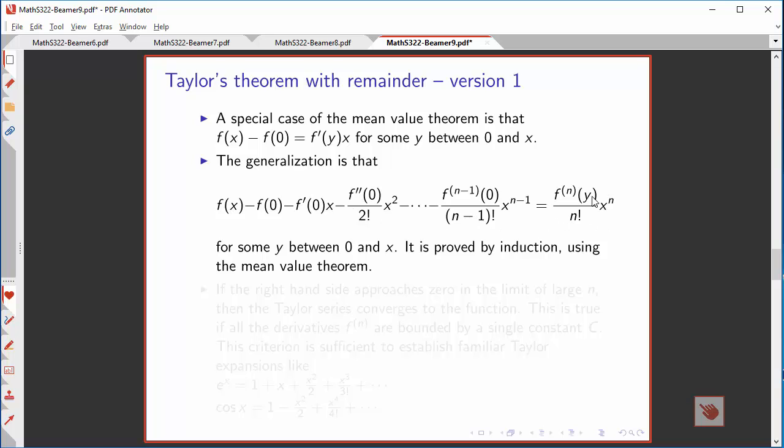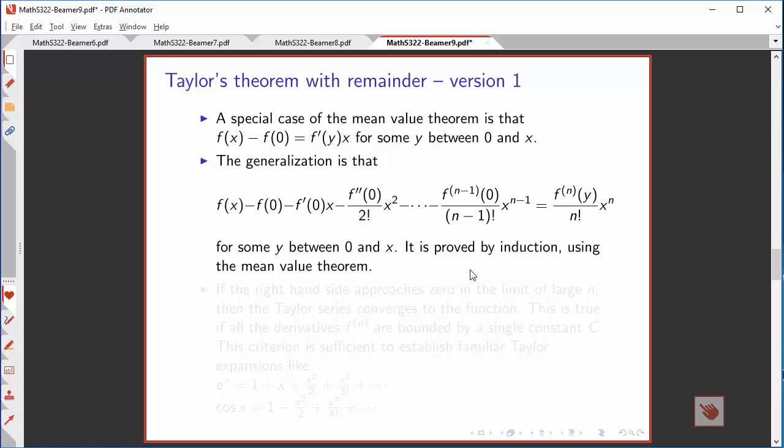provided I evaluate the nth derivative not at 0, but at some point y in between 0 and x. In other words, there is some y for which this is an identity, and that's like the mean value theorem. F of x minus f of 0 is not f prime of 0 times x. That's the tangent line approximation. But if we replace the evaluation point 0 by some suitably chosen y, then we have equality.